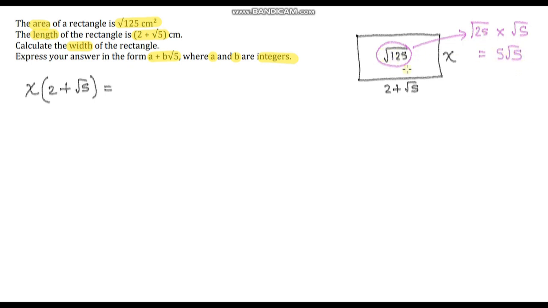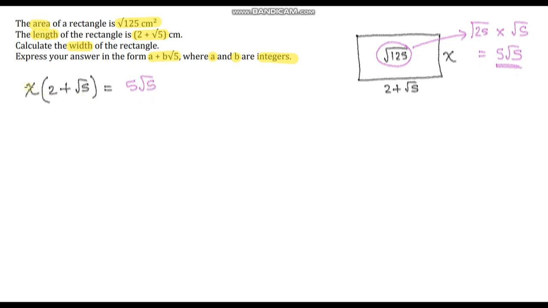So always try and simplify your surds if possible when you're doing these type of calculations, because instead of dealing with 125, now you're just dealing with 5s. So it just makes future calculations a lot easier. So all of this is going to equal 5 root 5.